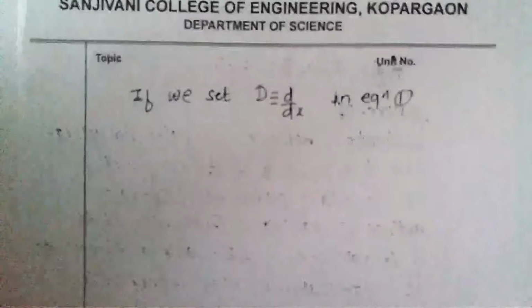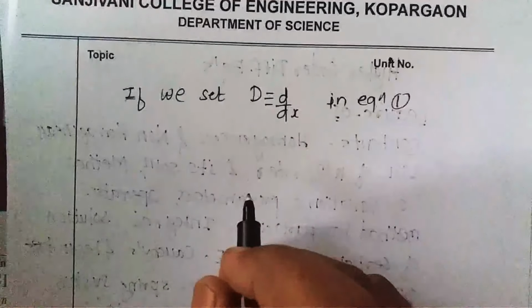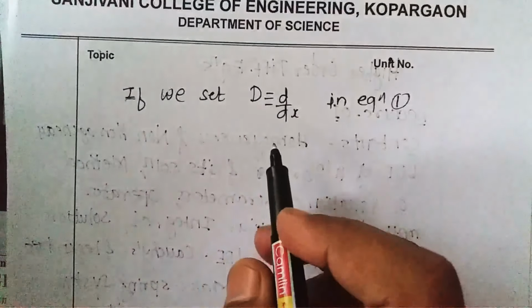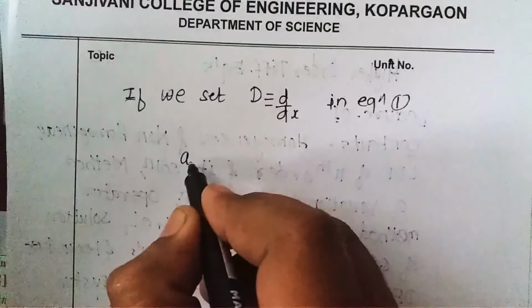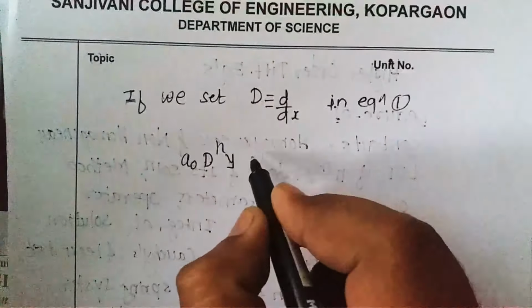Okay, we can write it in small form by using some notations. We are going to use capital D for the derivative d by dx. So equation 1 will become a0 D raised to n y plus a1 D raised to n minus 1 y plus a2 D raised to n minus 2 y plus dot dot dot a(n-1) Dy plus an y equal to f of x. The right hand side is f of x.